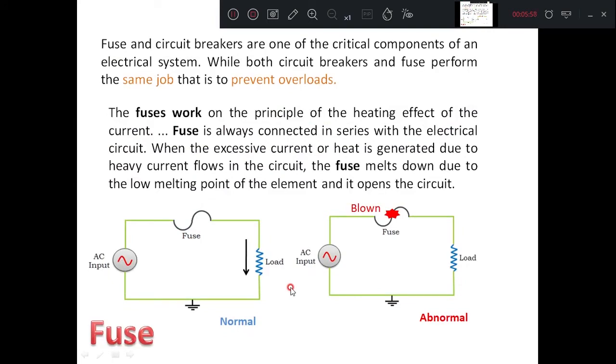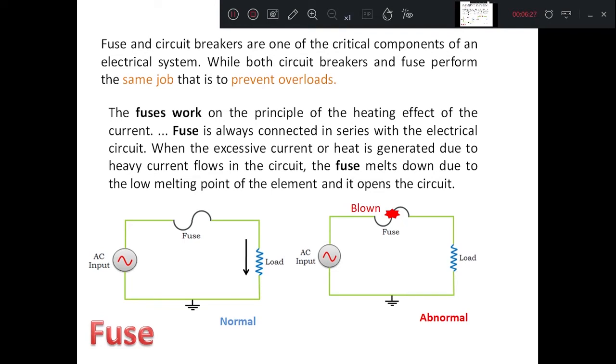The first device that we are using to protect the system against the short circuit current or the overloading is a fuse. The fuse and a circuit breaker are critical components of the electrical system. While both circuit breakers as well as the fuse perform the same job, that is to prevent the overload or a short circuit.